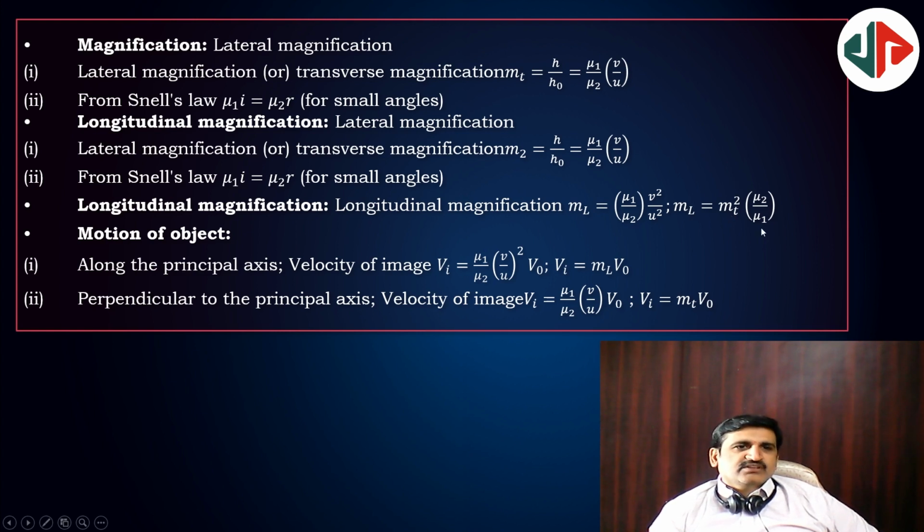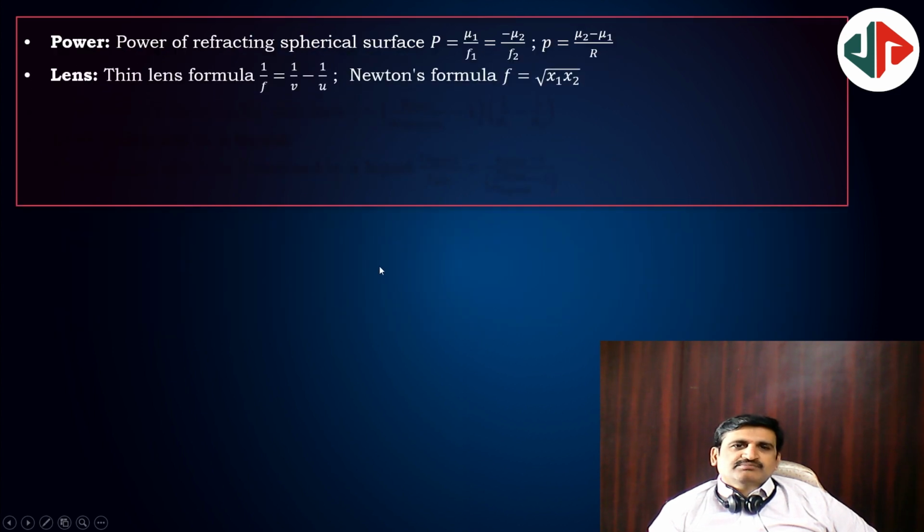Next, along the principal axis, if the object is moving, then the velocity of image is vi equal to mu1 by mu2 into (v by u) whole square into v naught. Perpendicular to the principal axis, the velocity of image is equal to mu1 by mu2 into v by u into v naught. Power is equal to mu1 by f1, which is minus mu2 by f2, or (mu2 minus mu1) by r.